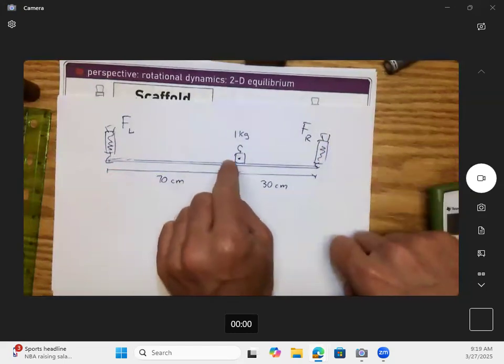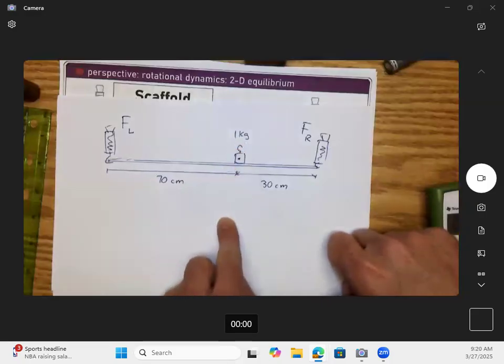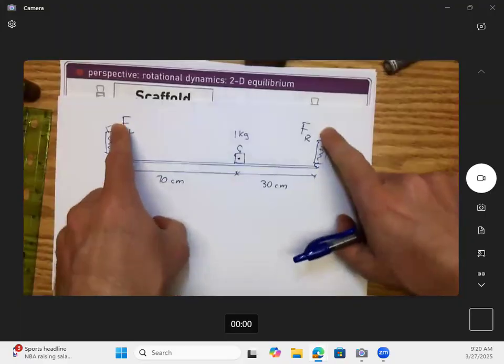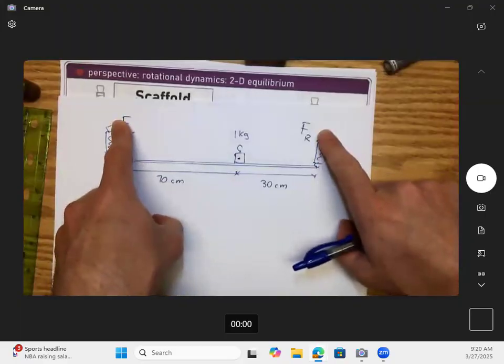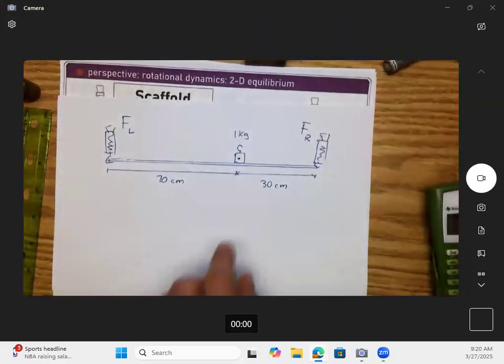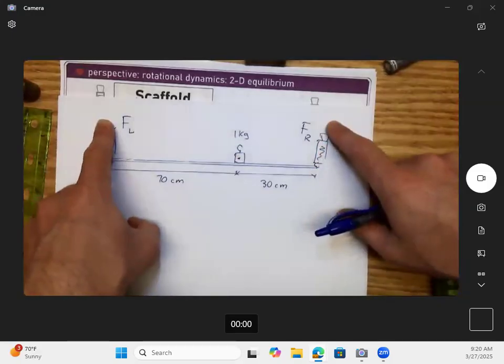So, guys, how much does 1 kilogram weigh in newtons? 10 newtons, right? So these 2 spring scales only have to pull up collectively with 10 newtons to balance out, so there would be 0 net force. 10 newtons down, 10 newtons up collectively, right?